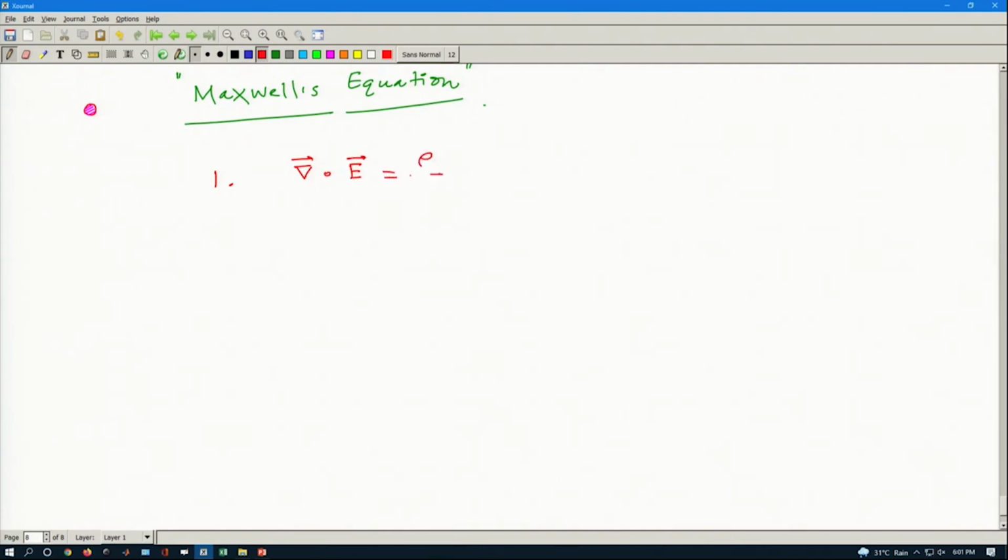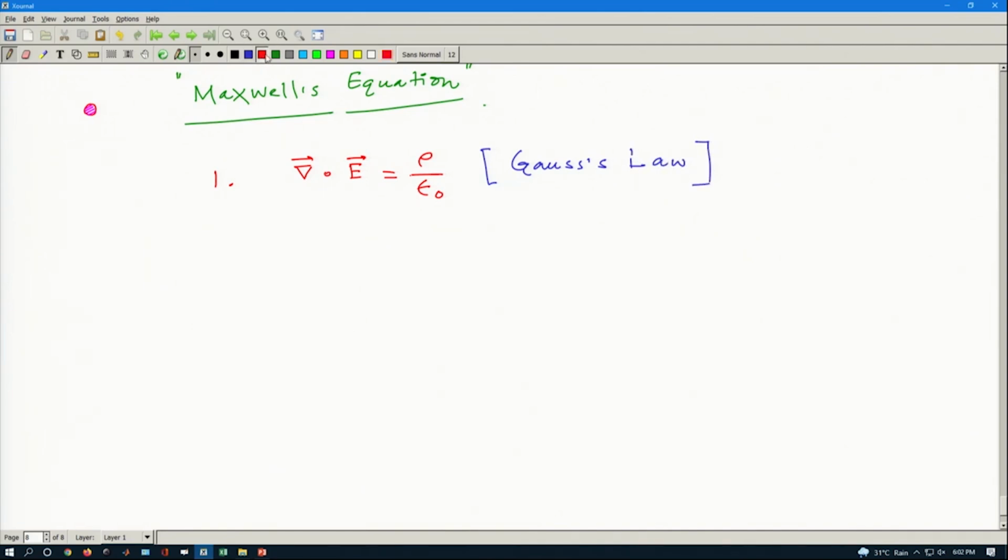Okay. So, one by one I should write. All the equations are well known. The first equation that we find in electrostatics is the divergence of E is rho by epsilon 0. This is Gauss's law. This is our first Maxwell's equation.